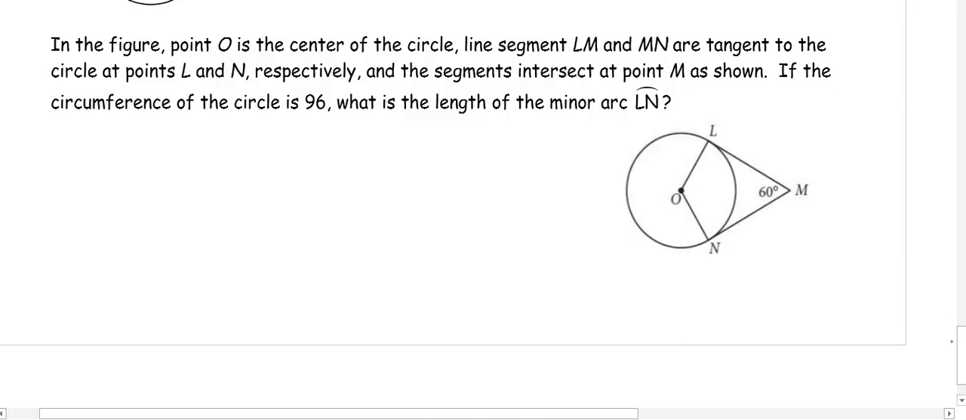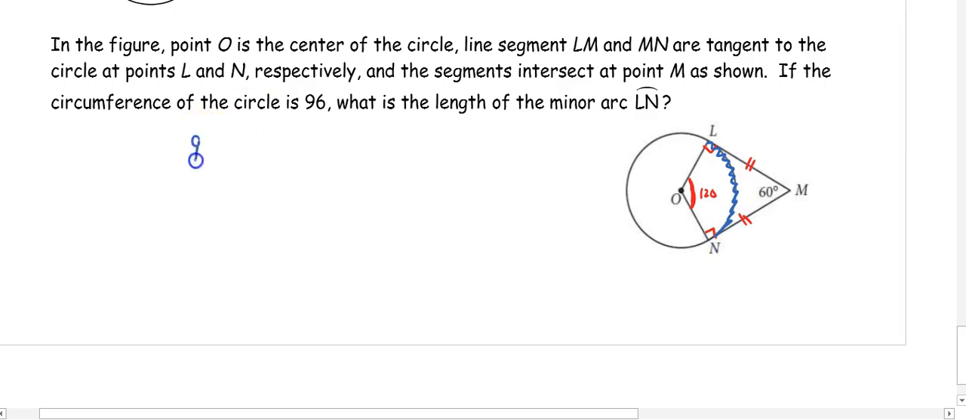So in the figure, point O is at the center of the circle. Line segments LM and LN are tangent, so they're going to be congruent, and they're also going to create the right angles where they're intersecting. If the circumference of the circle is 96, what is the length of the minor arc of LN? So in order to find that, first of all, we need to know what this angle is. So if this is 60 degrees, we can subtract from 180 to get 120.